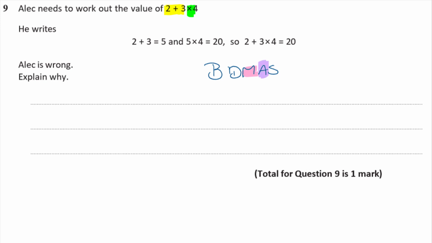Multiplication clearly comes first in the BIDMAS list, so you can't add 2 plus 3 first and then times by 4. You've got to do the multiplication first. So why is he wrong? Alec is wrong because he has not followed BIDMAS.